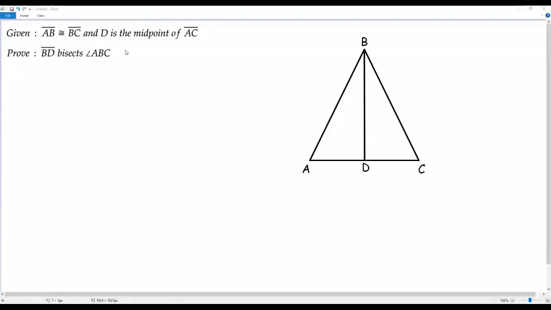Here we have a geometry problem on two column proof. So here we have some information there. That is AB is congruent to BC. D is the midpoint of AC. Here we have two pieces of information about this triangle ABC.